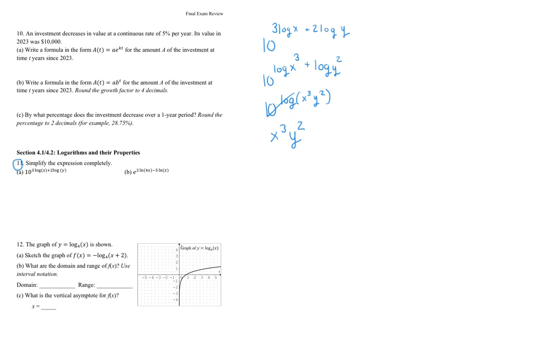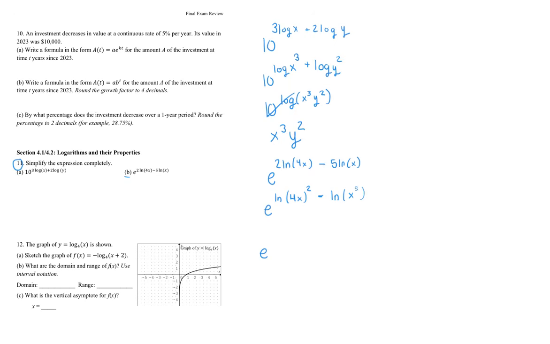Same thing now with part B. We have e to the 2 natural log of 4x minus 5 natural log x. Same first step. We are going to bring our exponents into the equation. Now we're going to be able to combine them.